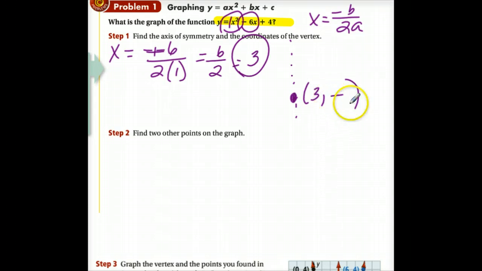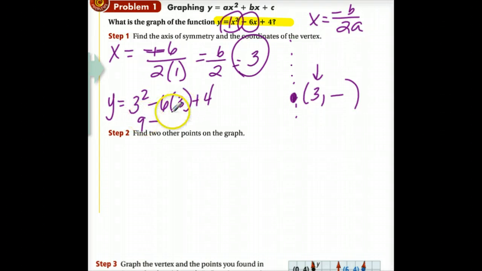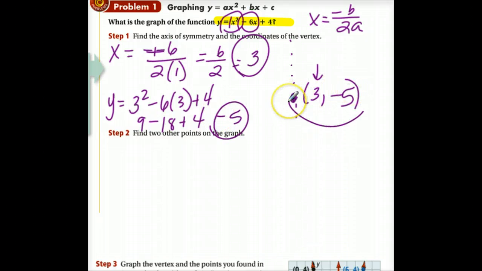What's the y? If I put 3 into my original function, 3 squared minus 6 times 3 plus 4. 3 squared is 9. 6 times 3 is 18, plus 4. 9 minus 18 is negative 9. Add the 4 is negative 5. So y equals negative 5. This is the point of our vertex.